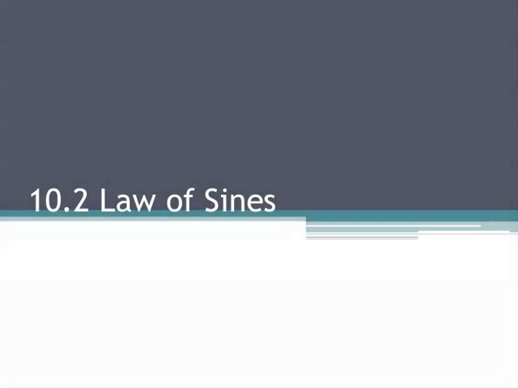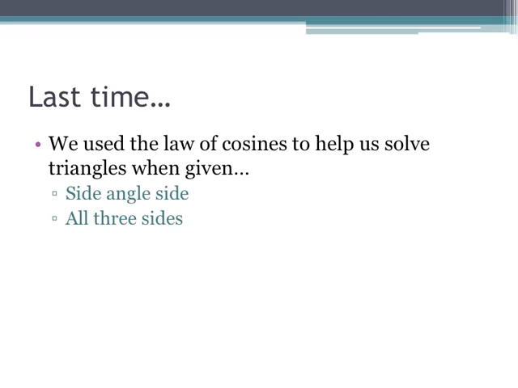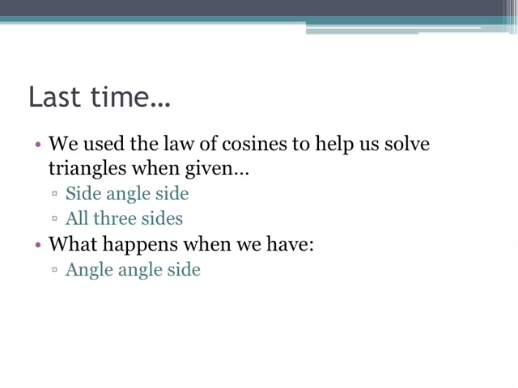So last time we looked at the law of cosines and we used that to help us solve triangles, particularly when we were given either all three sides or when we were given two sides and an included angle. Now, what about when we have two angles and a non-included side, or we have two sides and a non-included angle? What about in those cases?